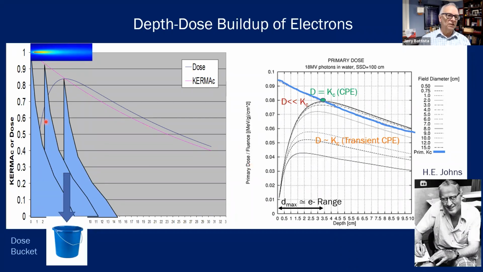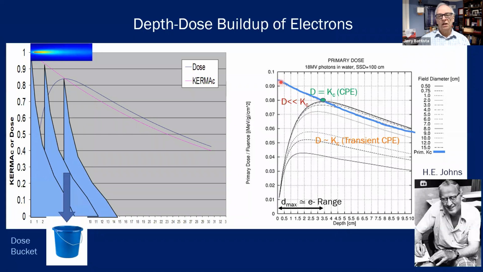And that's how the buildup curve is created, by the overlap of electrons coming from upstream and the ones that are released within a voxel here. And I like to take all these points and put them in the bucket. That's the dose bucket. That's what the dose is. And I'm sure you've seen these depth dose curves.